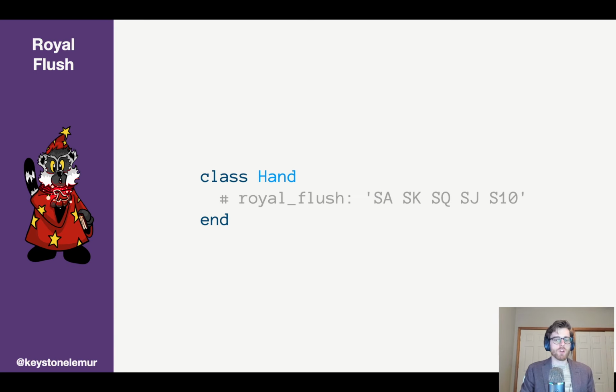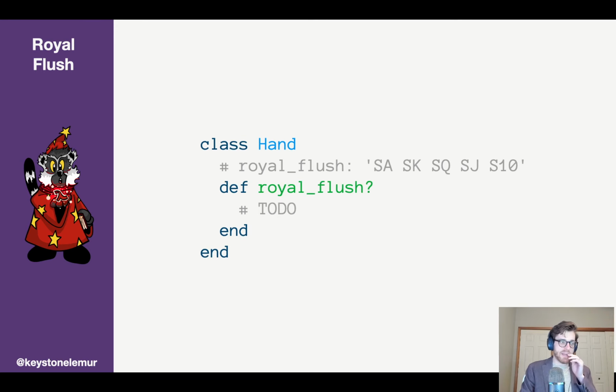Let's add a comment real quick just to see what exactly we're after, to remind ourselves of what we're trying to match against. Now, what we're going to do for each of these is define a predicate method, or a method that ends in a question mark, to express the idea of whether or not something is a royal flush.